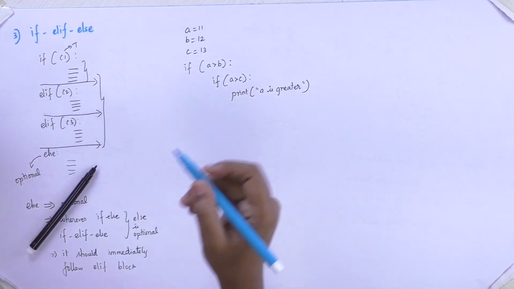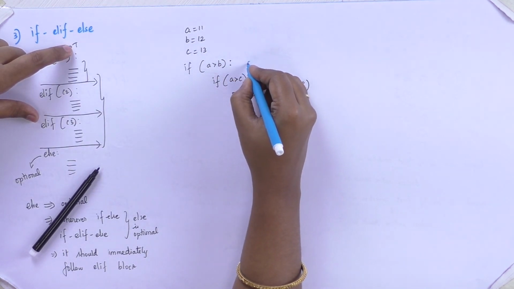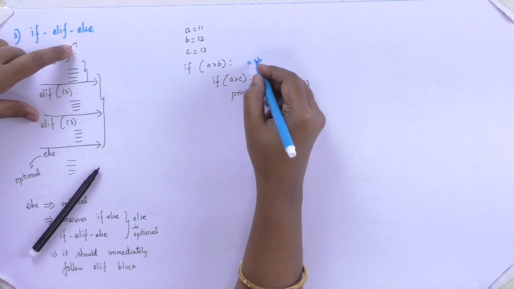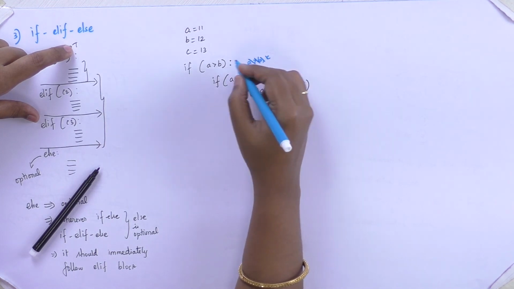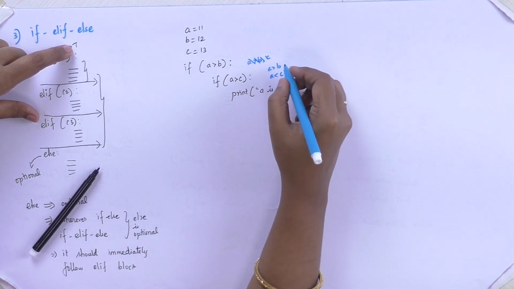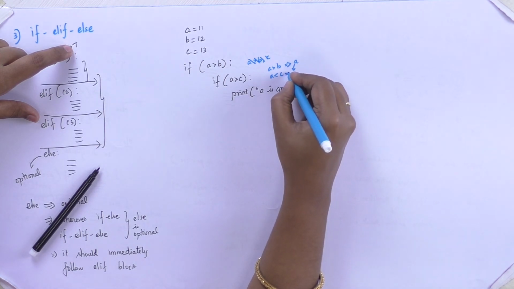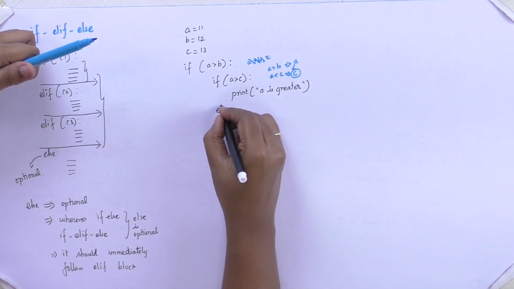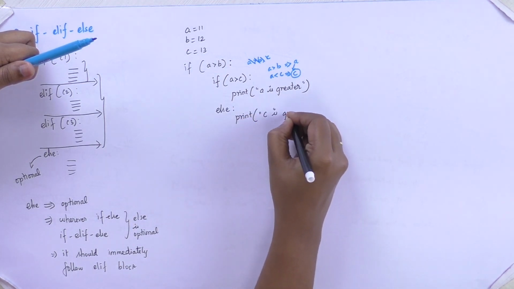Okay, let me clear it in another way. What if A greater than B is true? So A will be greater than B, and I'm getting inside. What if A greater than C is true? So A is greater than B, and also A is greater than C. So I'm printing A is greater. Suppose A is greater than B, but A is less than C. What is the meaning here? In this case A is the winner, so I am competing A with C. In this case C is the winner, so obviously among the three C will be greater. So in this case I am nesting here as else print C is greater.